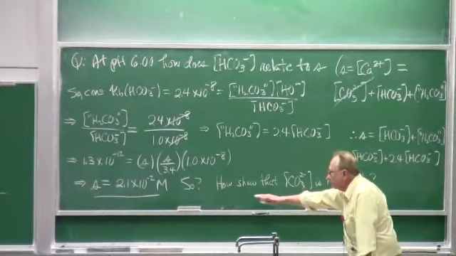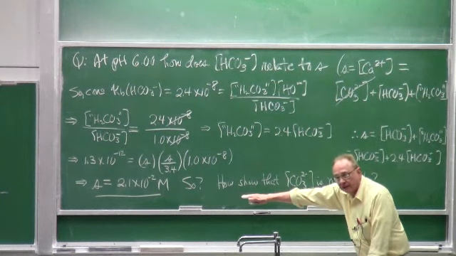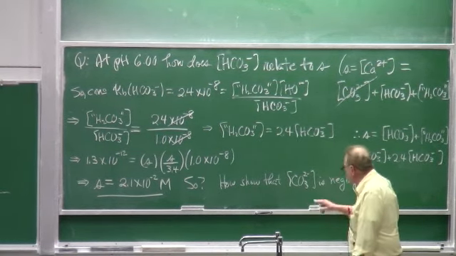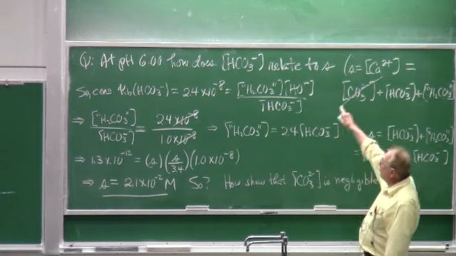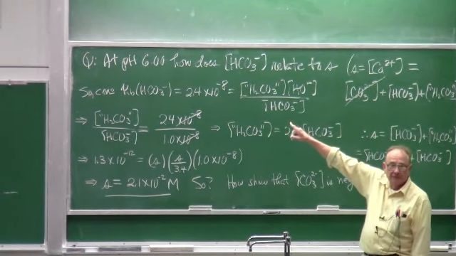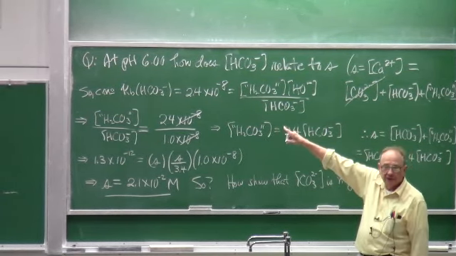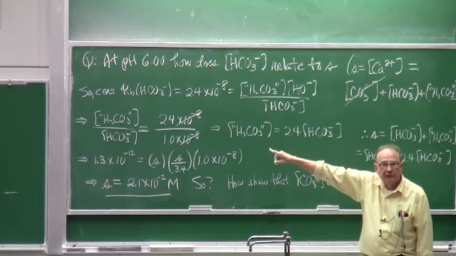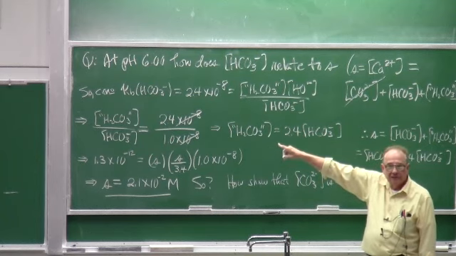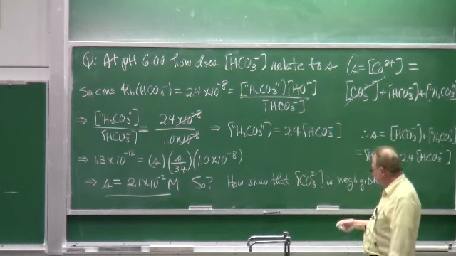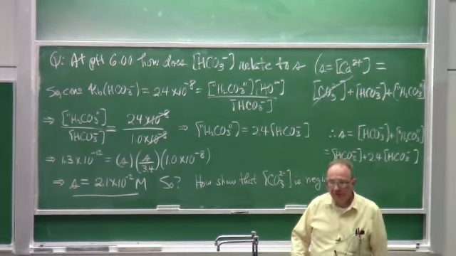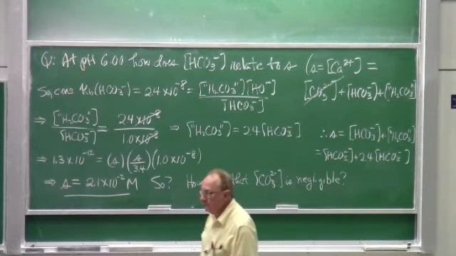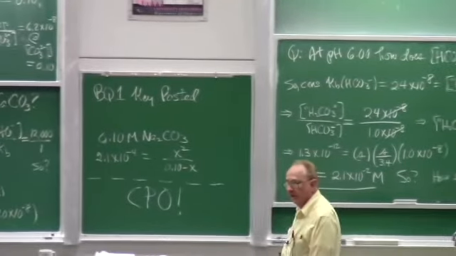Quick and fast. For this solubility of calcium carbonate, how would you show that carbonate ion is in fact negligible? Now you could go back and do the bicarb to carbonate ratio, which we've already told you is 21,000 to 1. But I want a different way. What are you going to do? Show me that carbonate's negligible in this system.